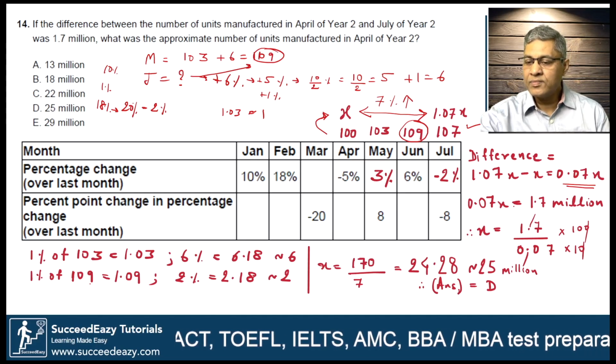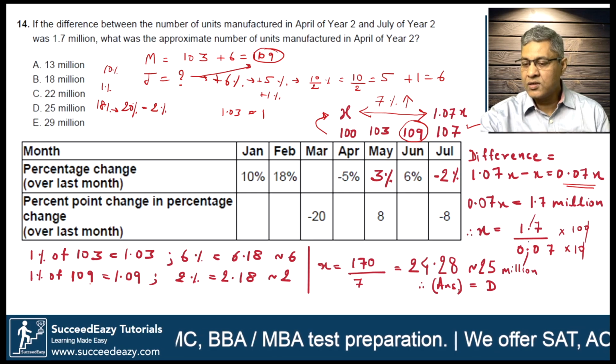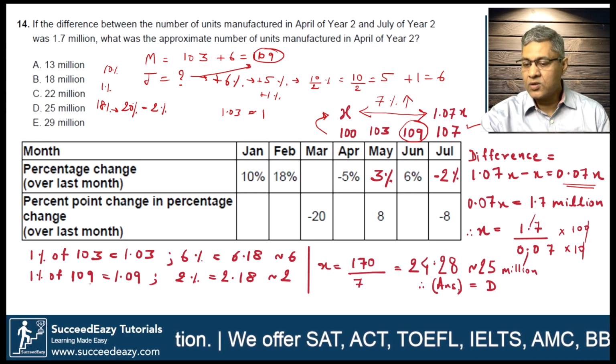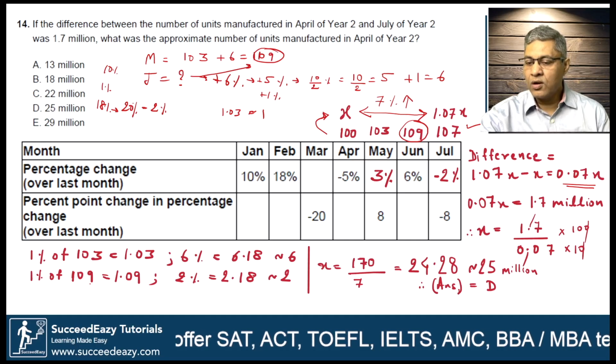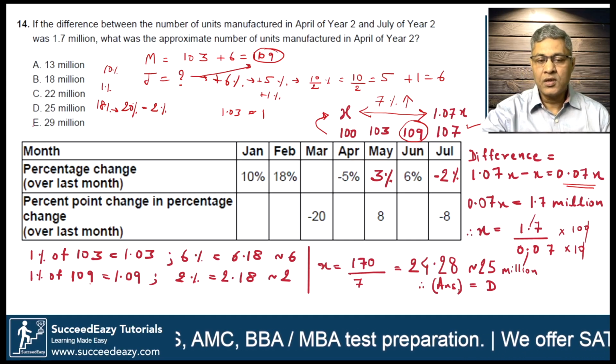Divide both sides by 0.07. So what you get is 1.7 divided by 0.07. Take care of the decimals. What you get will be 170 by 7, and you will get 24.28. Rounded off to the nearest integer, you will get 25 million. Answer is option D. Clear?